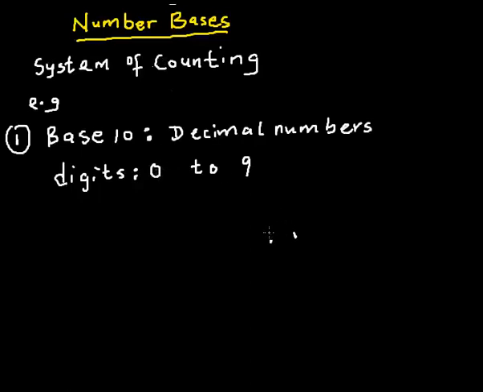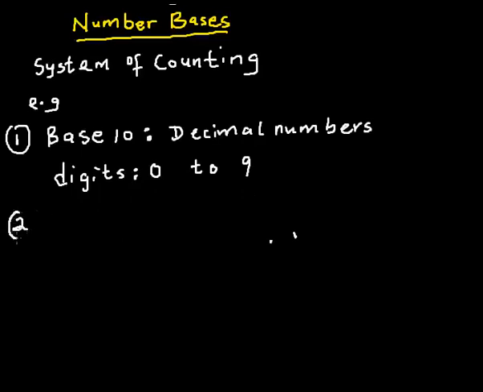So if you count from 0 to 9 and you want to count 10, 10 is just a combination of 1 and 0, and 11 is just a repetition of 1 and 1, and so on and so forth. So please take note of that. Let's look at another example.